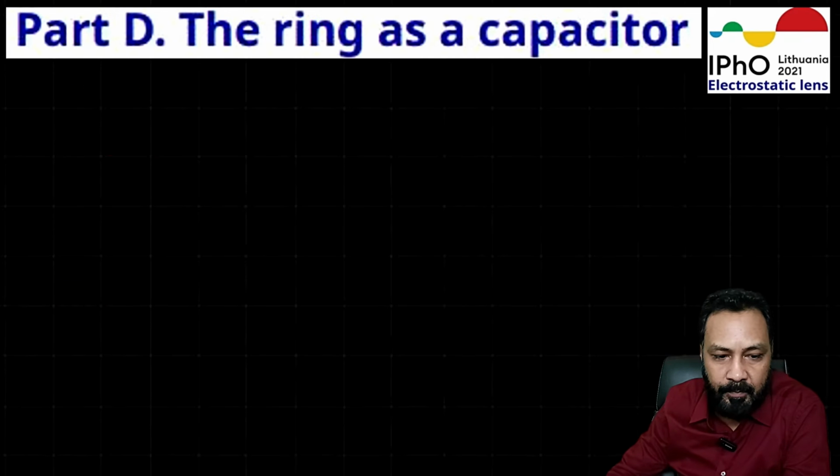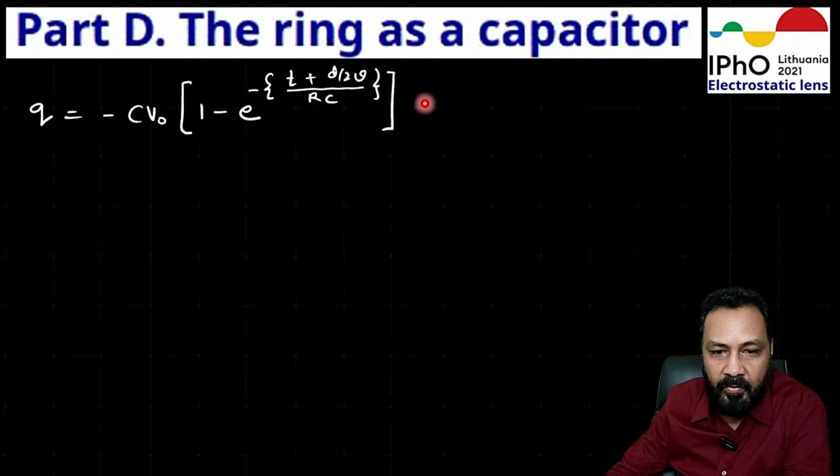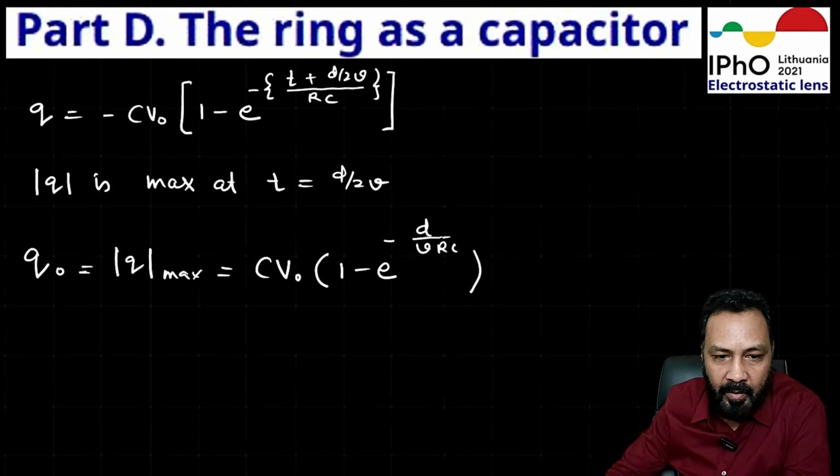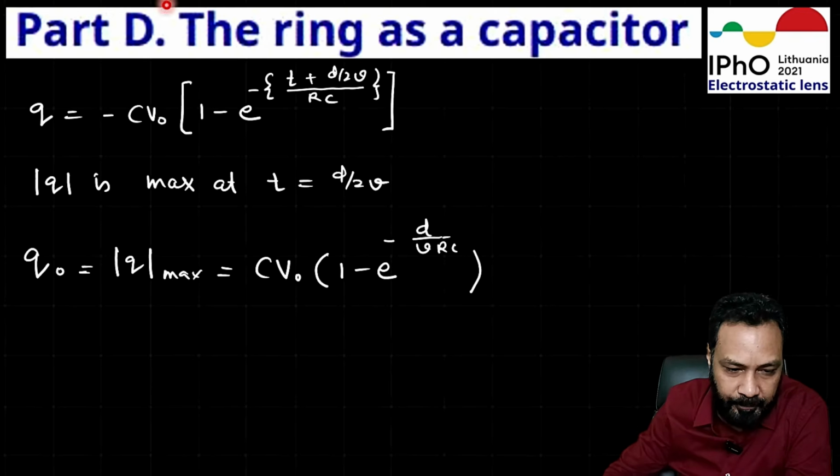So in the next page, this is what we got. This mod Q is maximum at d by 2v. So if I put that Q naught is the mod Q max, that will be CV naught, in place of t just put d by 2v, so that will overall become d by v, and this d by v by RC, that is the maximum charge.